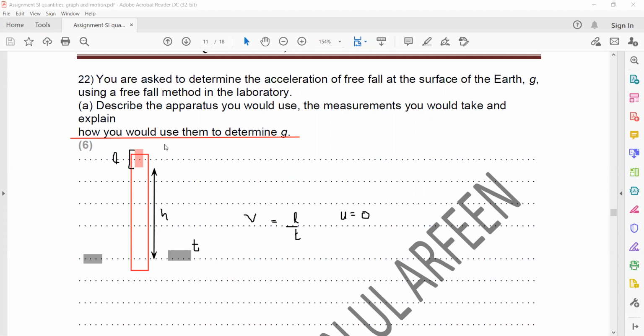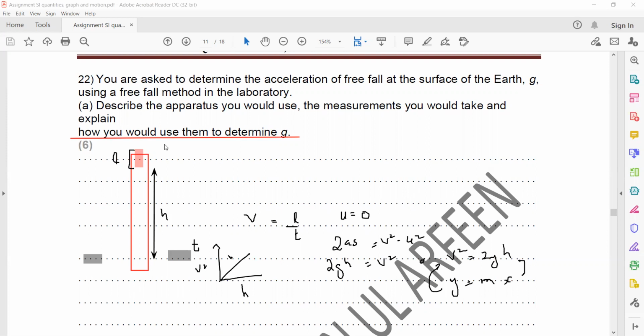This is the procedure, with this apparatus. Initial speed is 0, so we have the formula 2as = v² − u². So 2gh = v², because the initial velocity is 0, or we can also say v² = 2gh. If we draw a graph with v² on the y-axis and the height on the x-axis, the gradient will give us 2g, or g will be equal to gradient divided by 2. So this is the procedure to find the acceleration due to gravity of an object falling freely on the surface of the Earth.